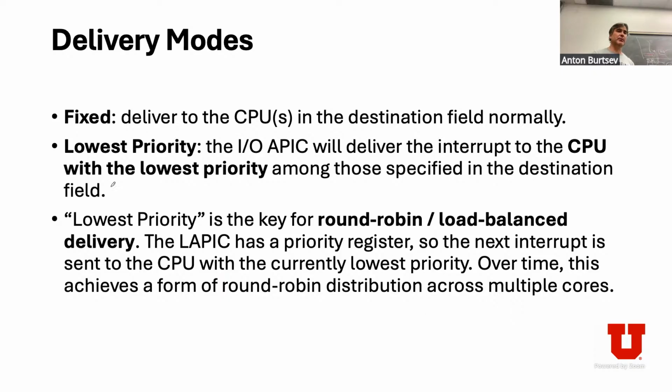Lowest priority literally means deliver with the lowest priority among everything else. Apparently, this is how you program this round robin. You set up this lowest priority, and then the APIC has a priority register. So the next interrupt is sent to the CPU with the currently lowest priority. And supposedly, over time, this achieves this round robin distribution. I don't exactly understand what it means, but apparently, if another interrupt is in flight, then some other CPU will be chosen for the lowest priority. That's my understanding, but I don't know for sure.